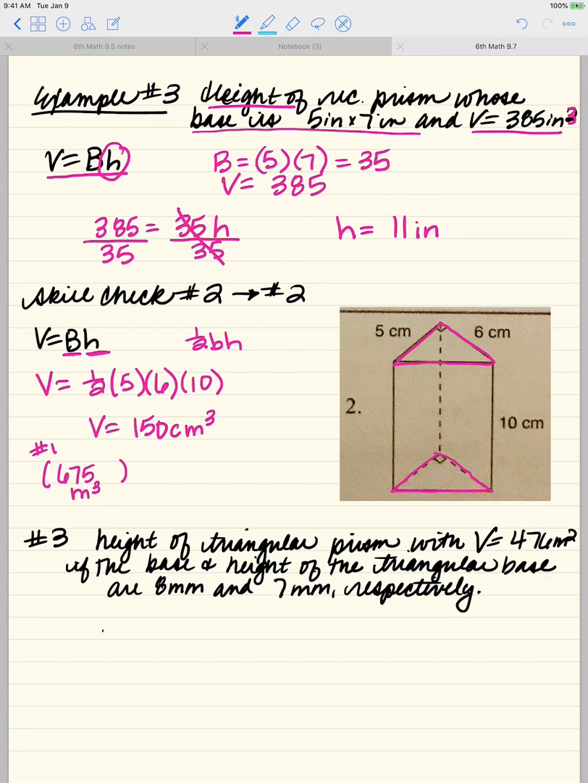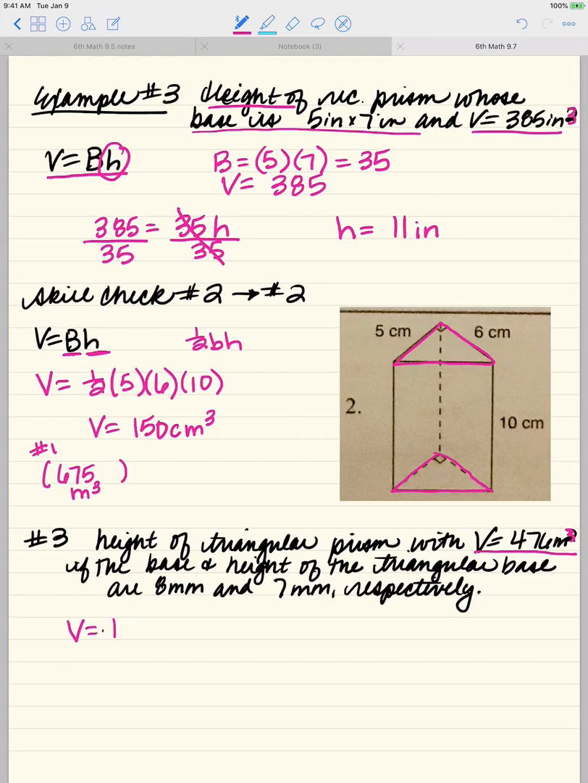It says, find the height of a triangular prism whose volume is 476 millimeters. Oh, you know what? The book says millimeters squared, and I just copied that, but we're talking about volume, so that should be millimeters cubed. If the base and the height of the triangular base are 8 millimeters and 7 millimeters respectively, okay? So this one is pretty tricky. You've got to hang on with me with this one, okay?